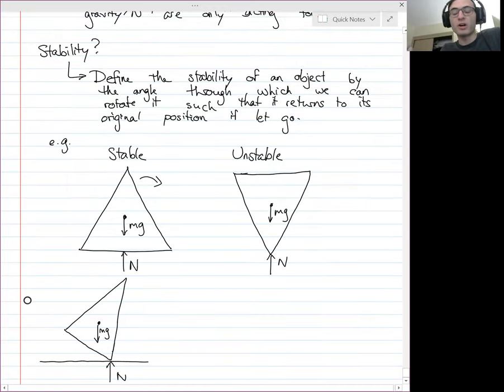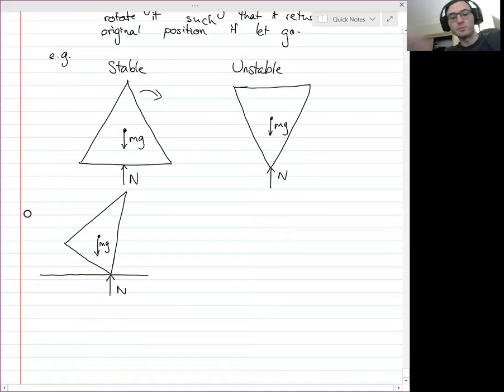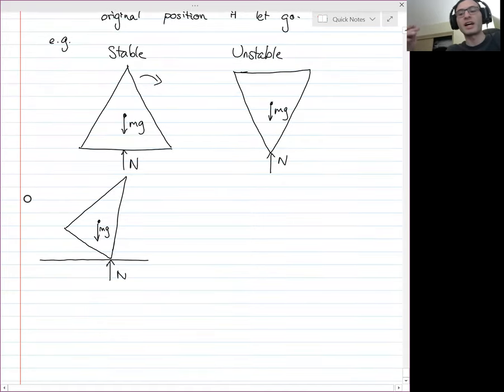Yeah, so that's the point, Niraj. If I tilt the first triangle far enough, it will not go back to its original position. And so the stability of that triangle would be, say, negative 45 degrees to 45 degrees. That would tell you the range of angles over which you could tilt it and it would return to its original position. Beyond that, it wouldn't. But the fact that it has a non-zero stability range means that we call it stable.